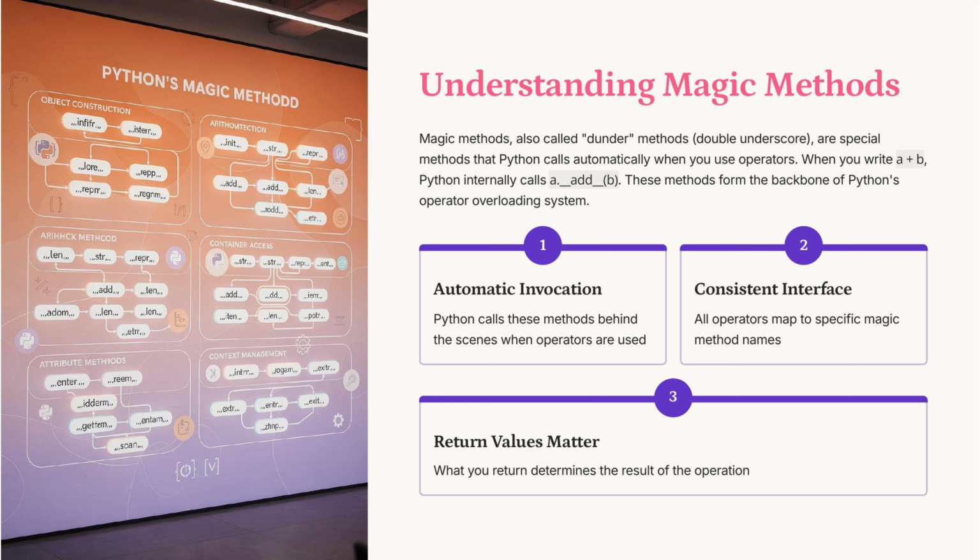Magic methods, or dunder methods, are special functions Python automatically invokes with operators. For instance, a + b triggers a.__add__(b). These methods are crucial for operator overloading, ensuring a consistent interface. The return value of these methods dictates the operation's outcome, enhancing code readability and functionality.